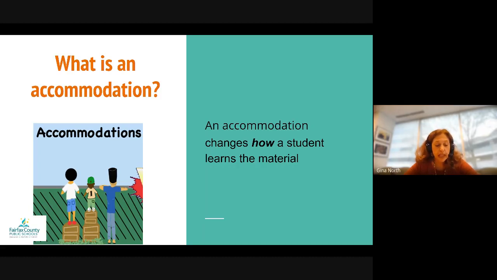A student with dyslexia, for example, might listen to an audio version of a book, but it's still the same book that the rest of the class is reading. Likewise, a student who has trouble focusing might get seated next to the teacher, but still has to do all the regular class assignments. Accommodations for testing can be different from those used for teaching.